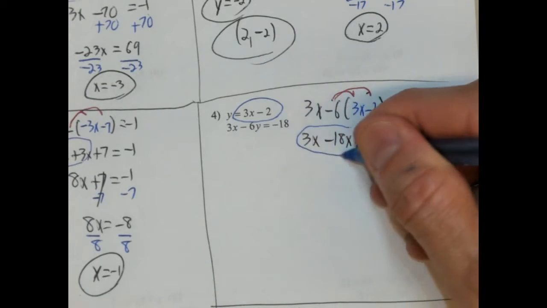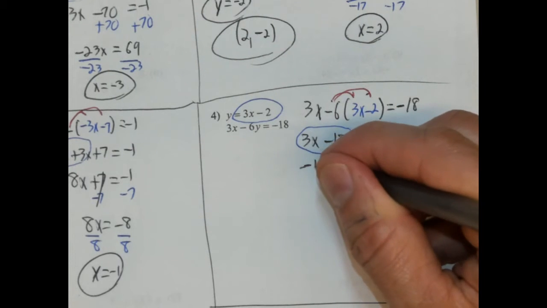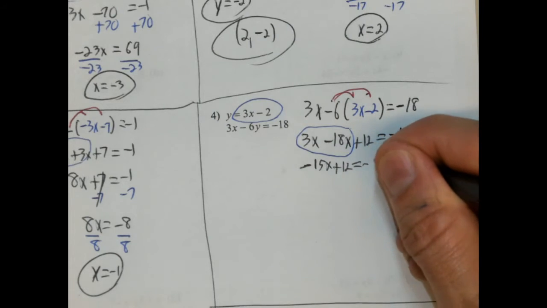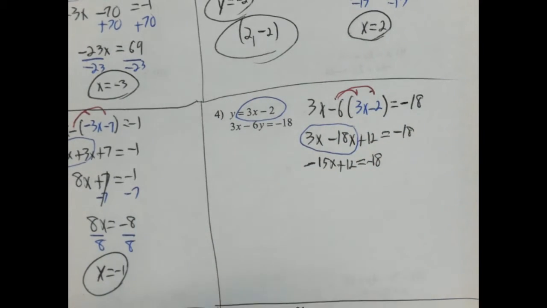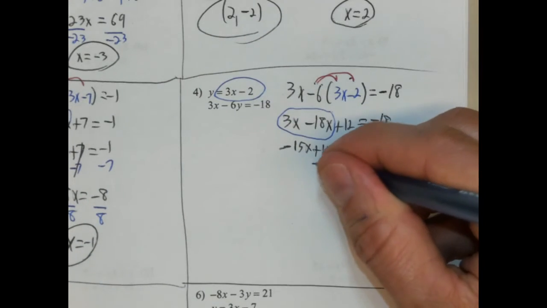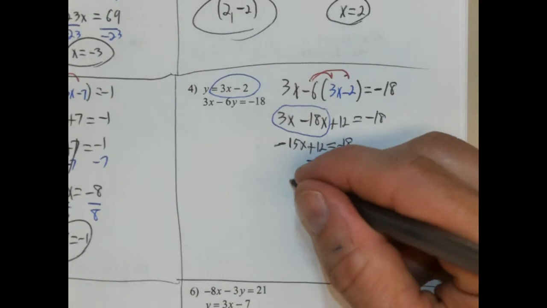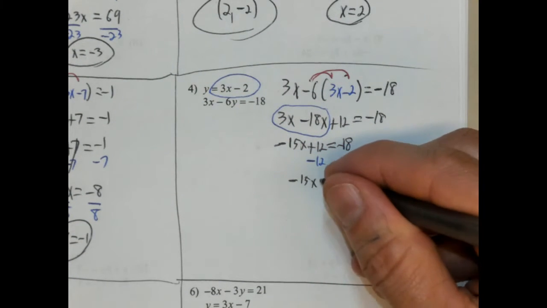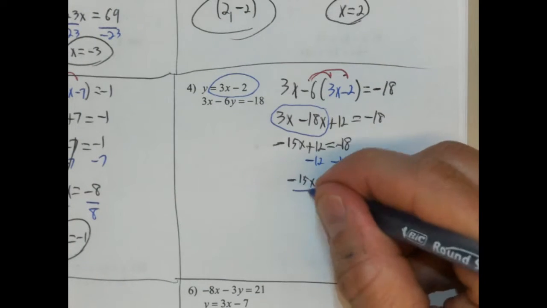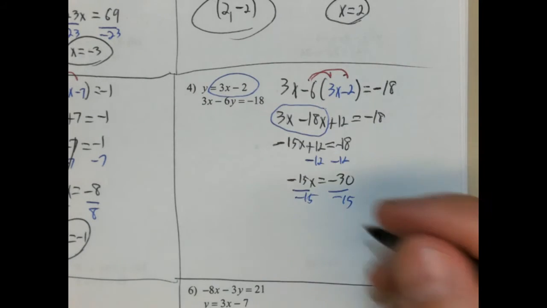So 3x take away 18x will be -15x plus 12 equals -18. And we are going to get rid of our constants. We're going to subtract 12 from both sides. So -15x equals -30. Let's divide by our coefficient, which is -15. So x is equal to positive 2.